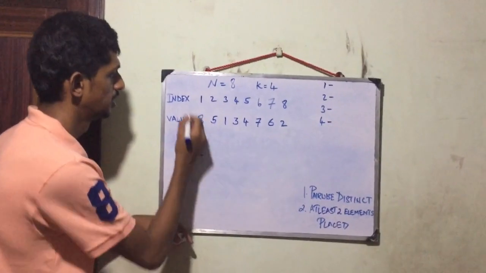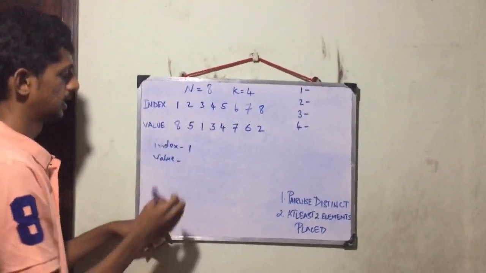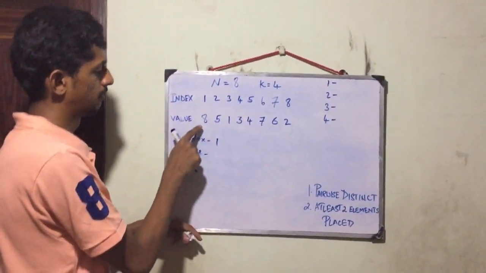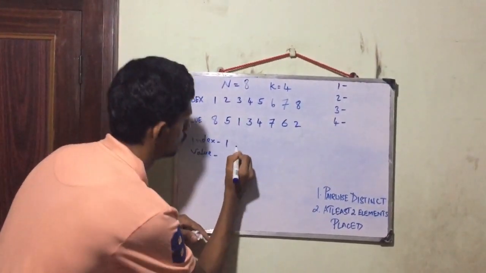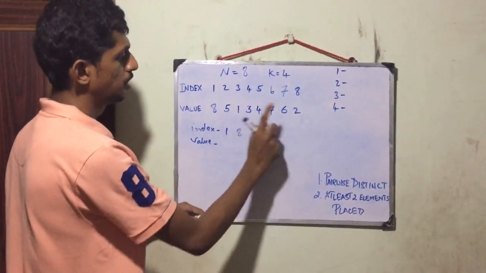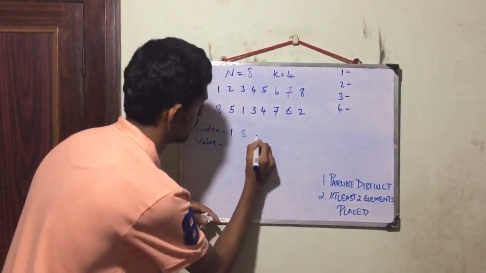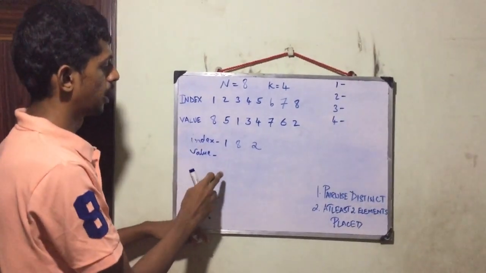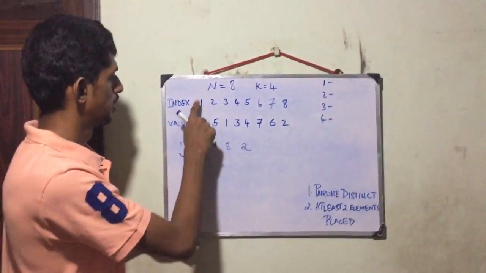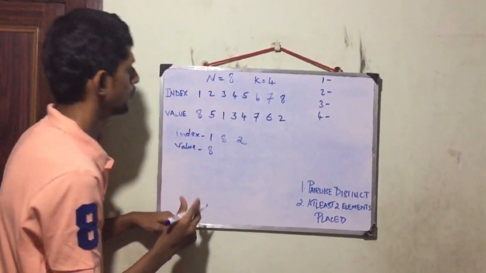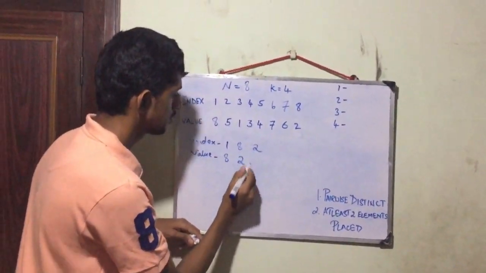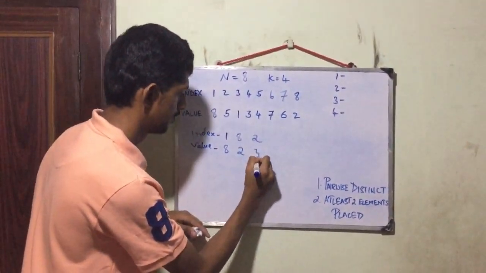In the first operation, I'm taking 1 index. In the 1 index we have 8, and 8 should be placed in the 8th index. So 8, and then 2. We have 2 here, so 2 should be placed in the second index. And then I'm going to write the corresponding values. In the first index we have 8, in the 8th index we have 2, and in the second index we have 5.